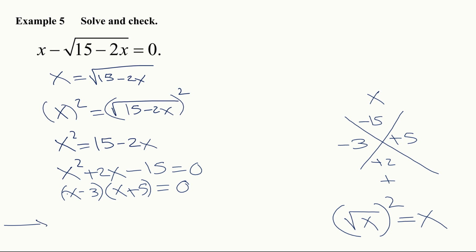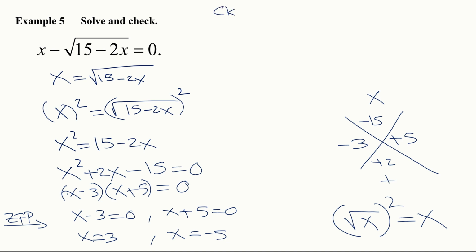Now we apply the zero factor property. So we get either x minus 3 equals 0 or x plus 5 equals 0. So this gives us x equals 3 or x equals negative 5, okay? Now at this point, it's extremely important, particularly when the index is even, that you check your solutions, make sure they both work. So we're going to check x equals 3 as a solution.